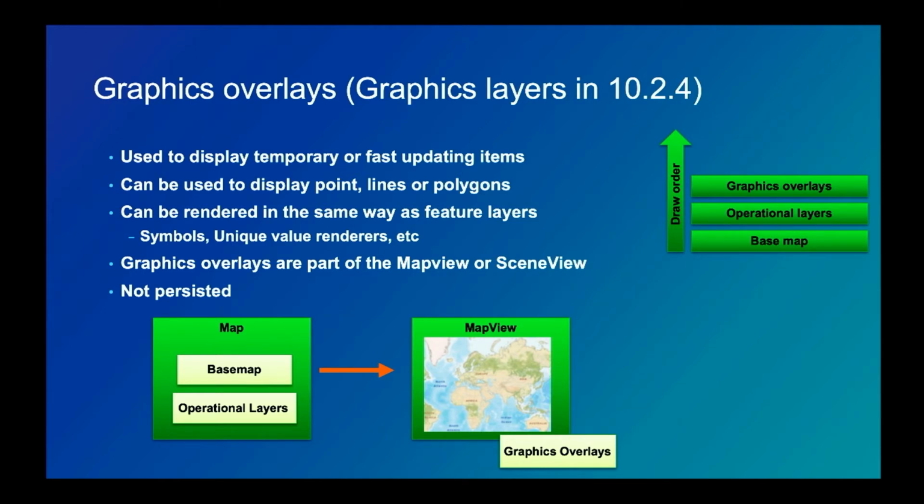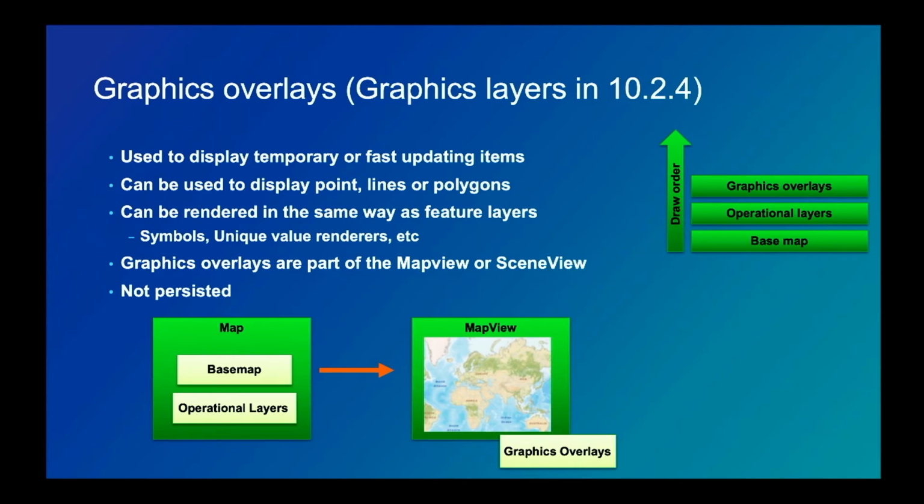They're extremely quick to update. We've had applications running with 100,000 points all moving around at a refresh rate of 20 milliseconds. It's a very powerful pipeline for moving graphics around very quickly. Now, they can be used for displaying points, lines, or polygons. It's basically exactly the same rendering pipeline that we're using for the feature layer.